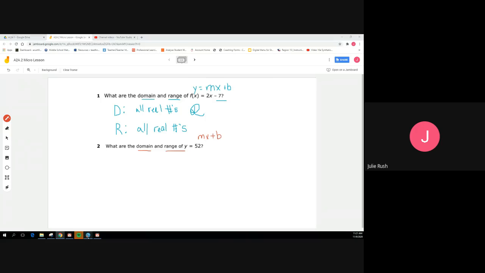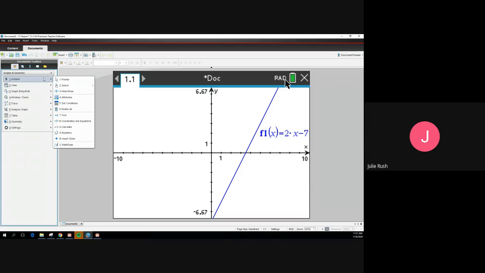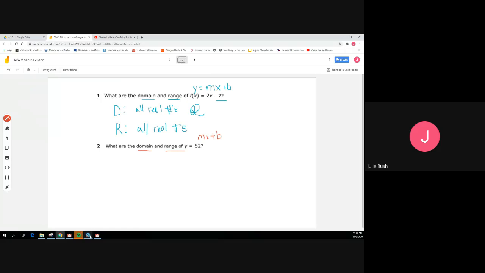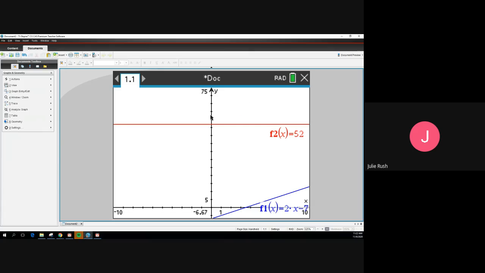Let's pop over here and look at the graph of this function. I'm going to go to graph, function, and let's graph our function. So it was 52, and we're just going to type in 52 exactly the way we see it. And then I'm probably going to have to make this 75, that way I can see my line. And there's my line right there.